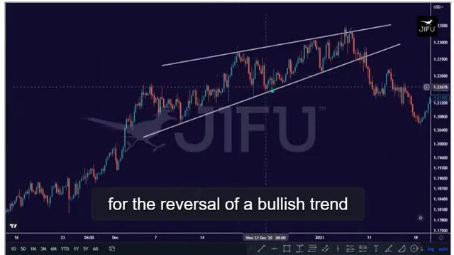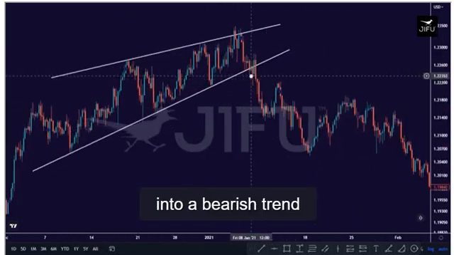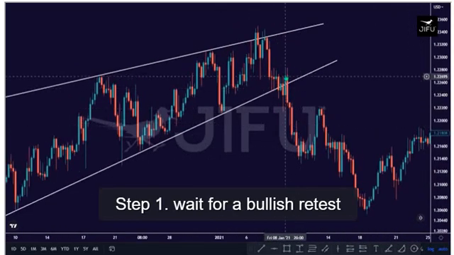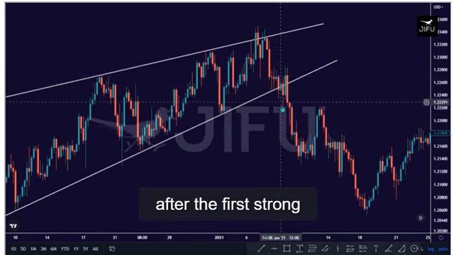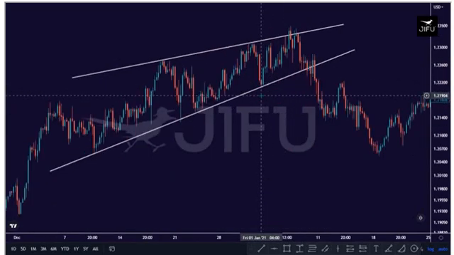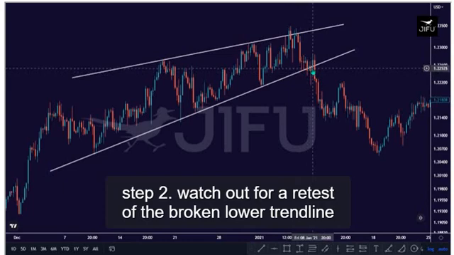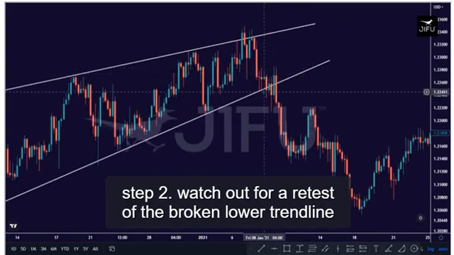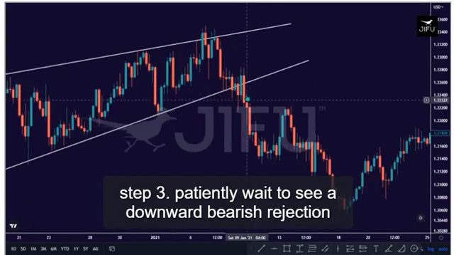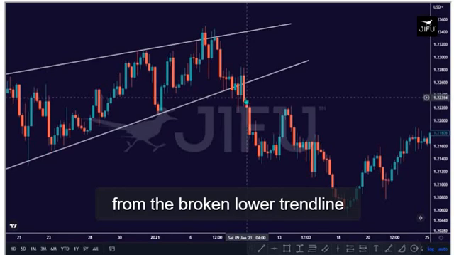For the reversal of a bullish trend into a bearish trend, Step 1. Wait for a bullish retest after the first strong bearish breakout of the chart pattern in an uptrend. Step 2. Watch out for a retest of the broken lower trend line. Step 3. Patiently wait to see a downward bearish rejection from the broken lower trend line.